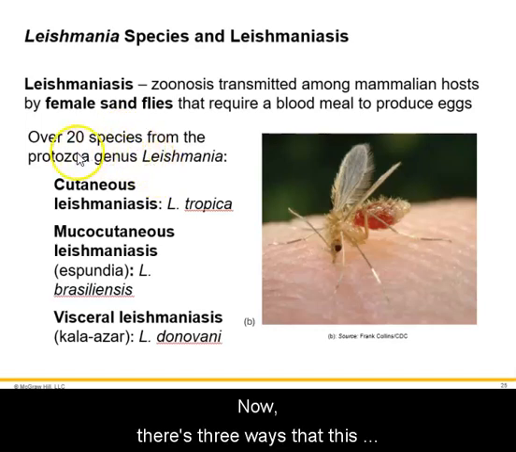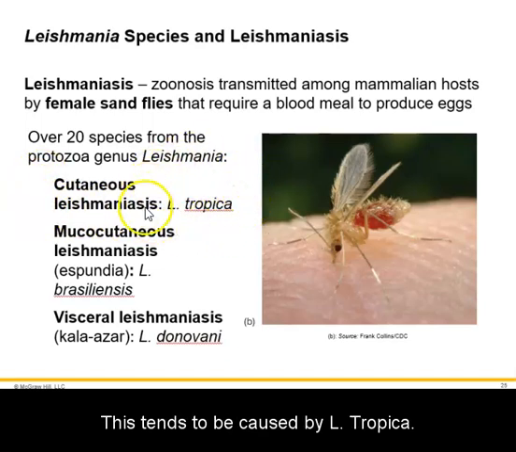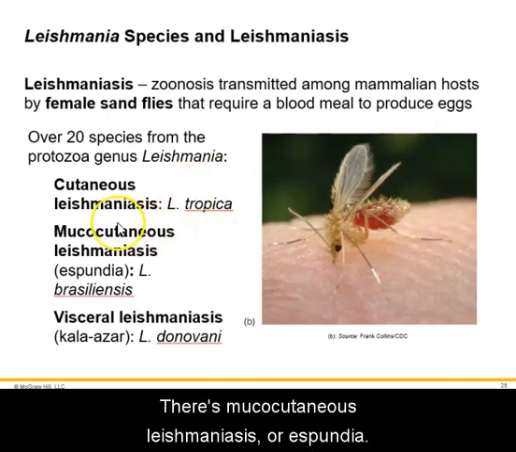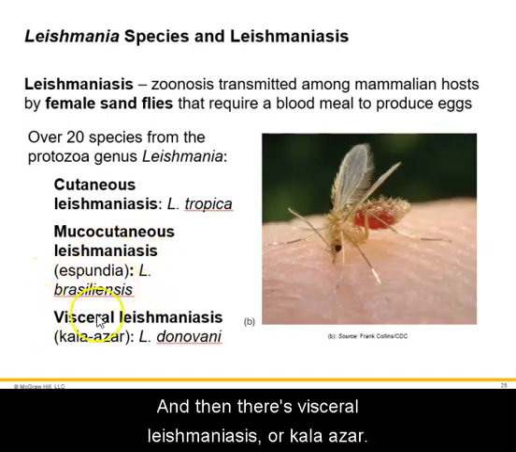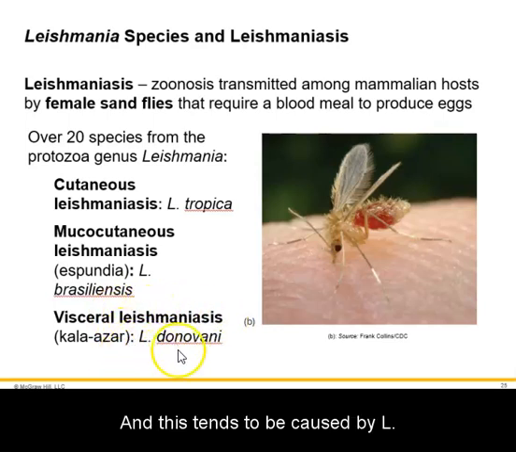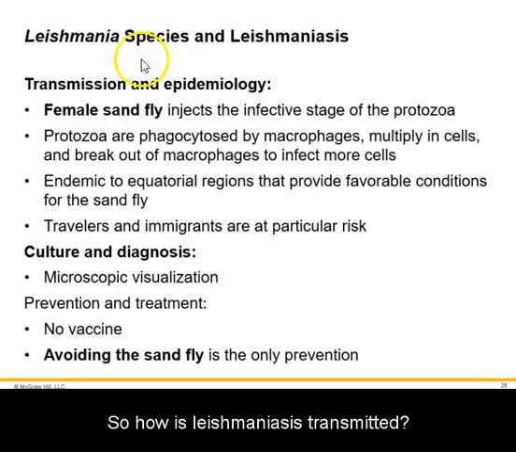Now, there's 3 ways that this disease manifests. There's cutaneous leishmaniasis. This tends to be caused by L. tropica. There's mucocutaneous leishmaniasis, or Espundia. This tends to be caused by L. brasiliensis. And then there's visceral leishmaniasis, or Kala-Azar. And this tends to be caused by L. donovani.